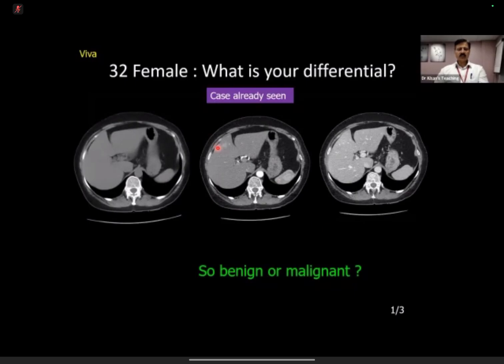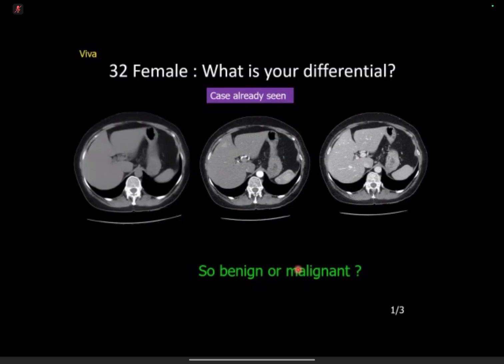So this case has already been seen, and on our criteria, non-arterial enhancement, no washout, it is a benign lesion. And then we concluded if it is benign, it can be an FNH, it can be an adenoma, and it might be a flash hemangioma because the lesion is small. So to differentiate between the two, candidate 1, what would you like to see?